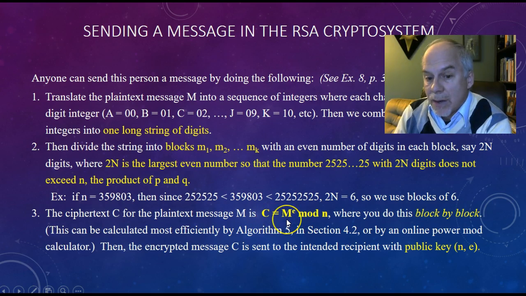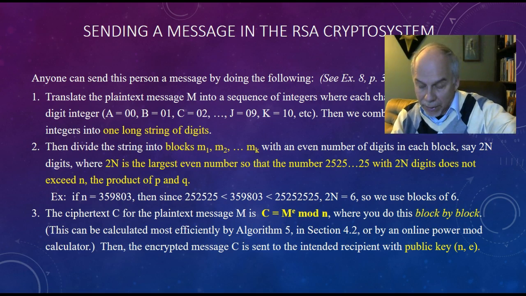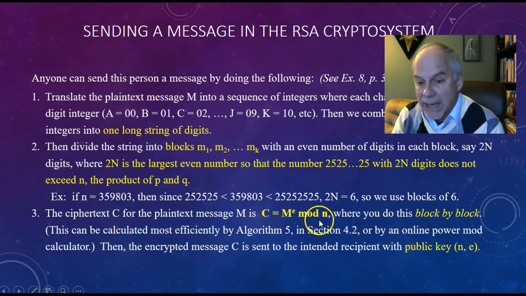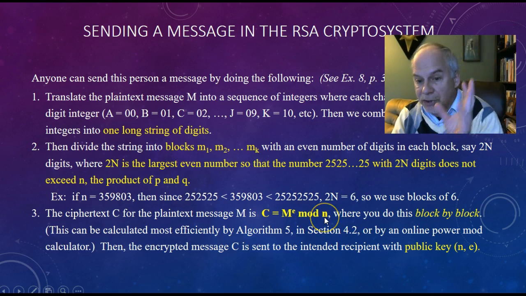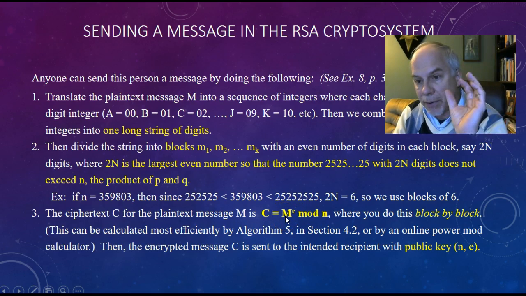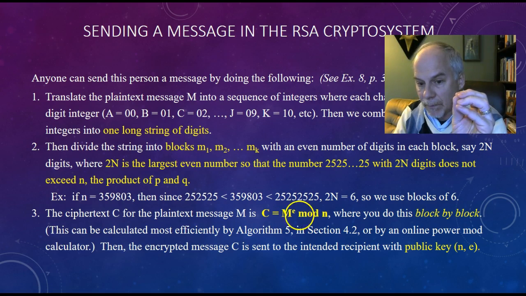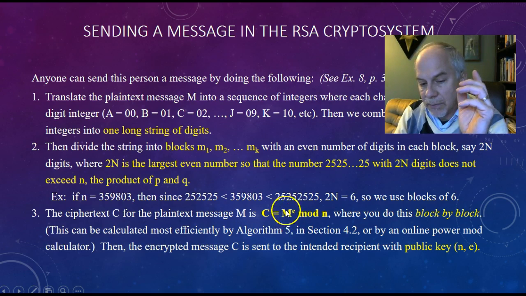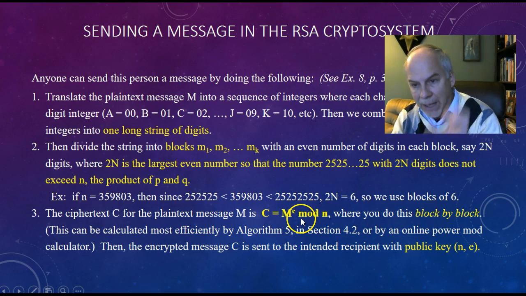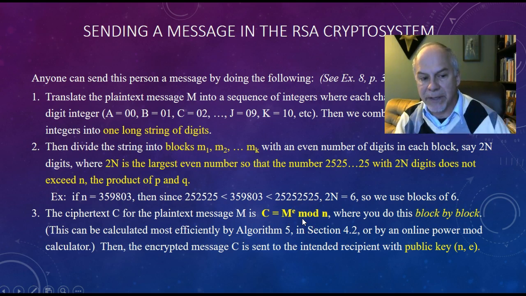C would equal the message block, so first your M1, taken to the E power. Now remember, E was a publicly known number, the exponent, mod n. So n is also publicly known. The person sending the message would take a block of numbers, in this case blocks of 6, and raise that number to the E power mod n. And you're going to do that block by block until the whole message is encrypted.